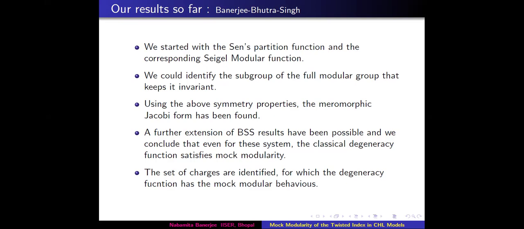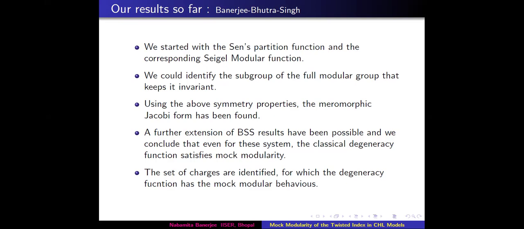When they applied that, they found that something is missing. It's not that the mock modularity fails in a finite number of charges. There's no such argument. It's just that some generic decomposition is not correct for a large class of charges. It is that kind of a statement.